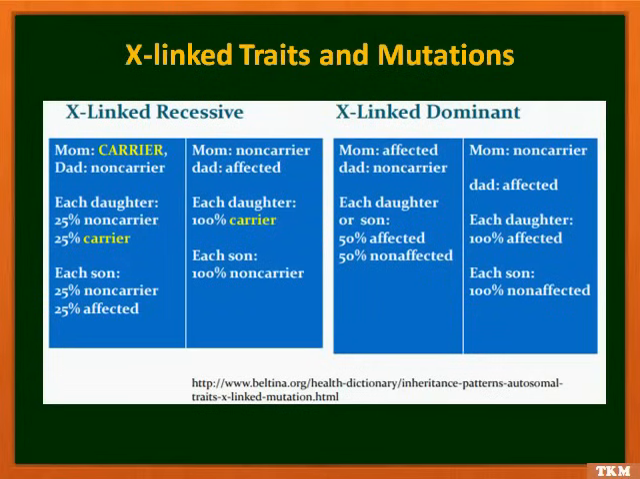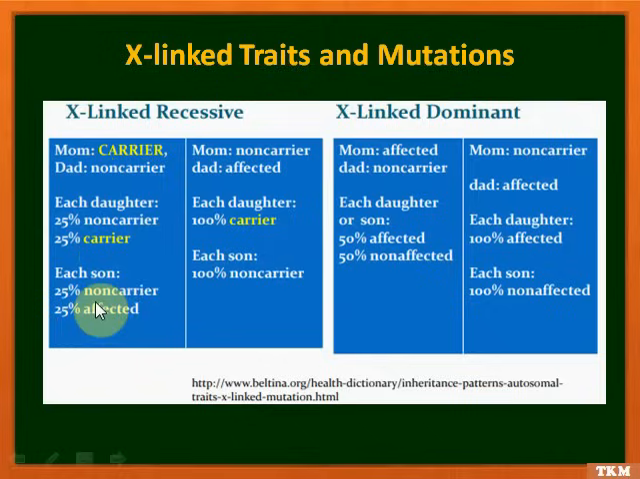X-linked traits and mutations. As we can see in this table, X-linked recessive and X-linked dominant, the various traits and mutations I explained. We can see X-linked recessive, if the mom is a carrier and dad is a non-carrier, then there are chances of daughter 25% will be non-carrier and 25% will be carrier.